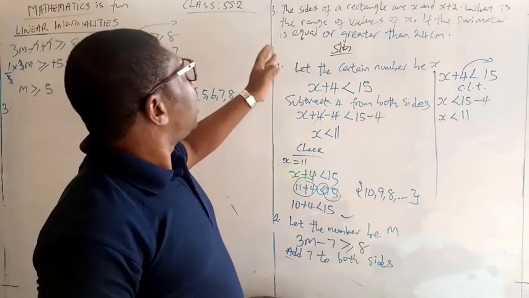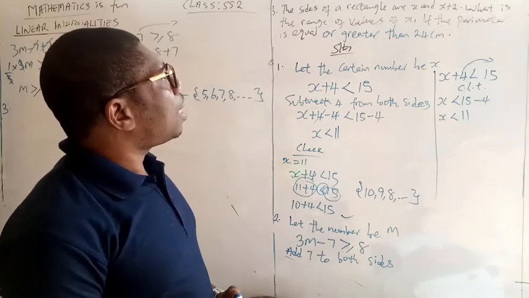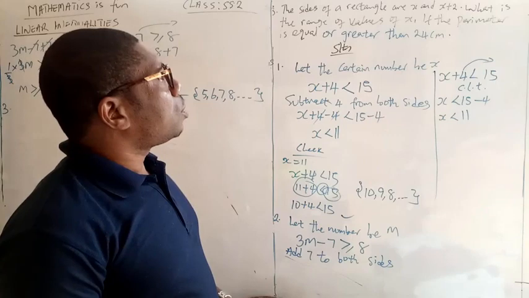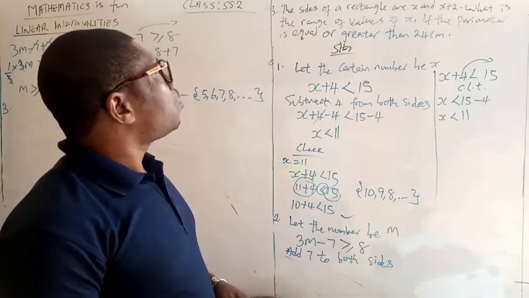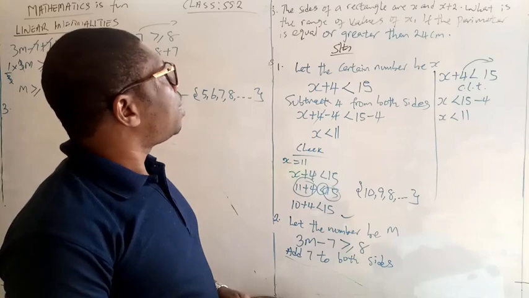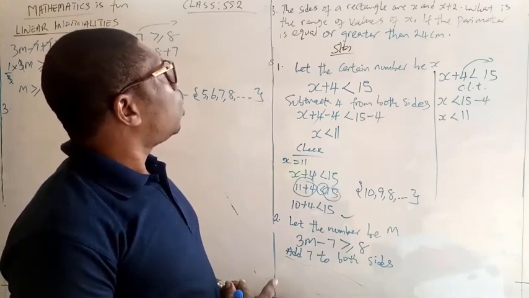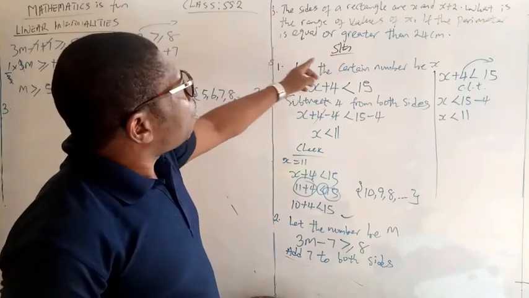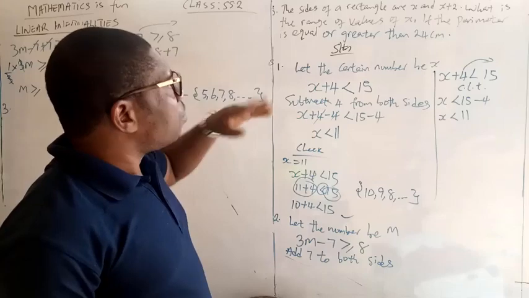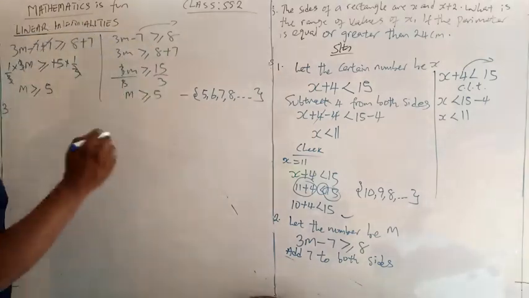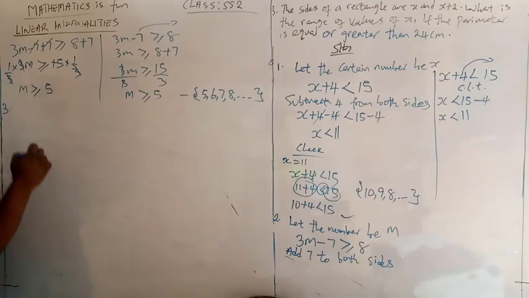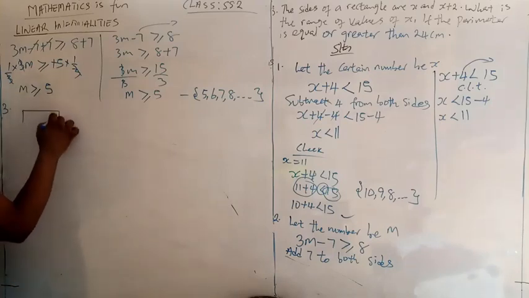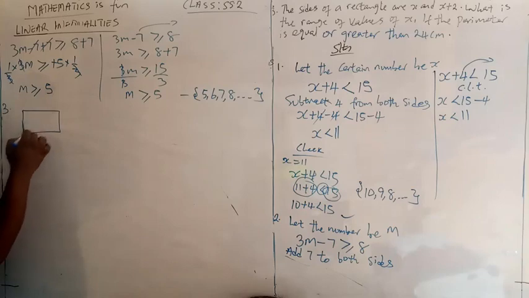Question number 3. Now, this is saying the sides of a rectangle are x and x plus 3. What is the range of values of x if the perimeter is equal or greater than 24 cm? Now, I have identified the problem here. The question wants me to find the range of values of x. Now, in this situation, I will put up a rectangle just to help my solution.